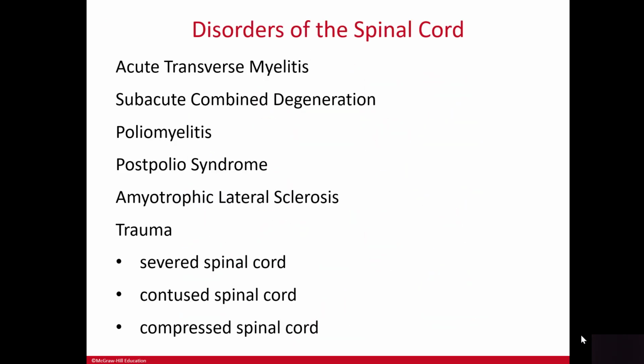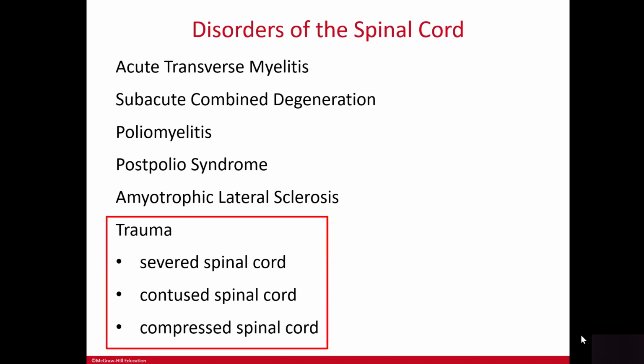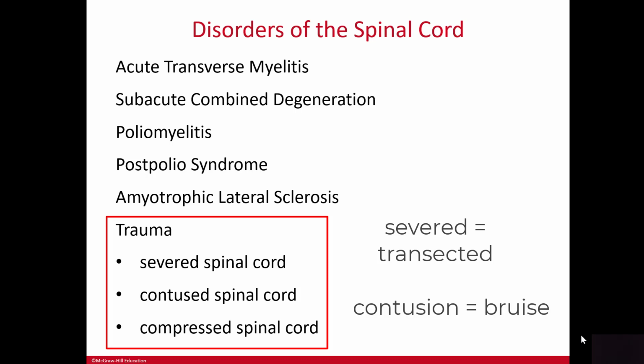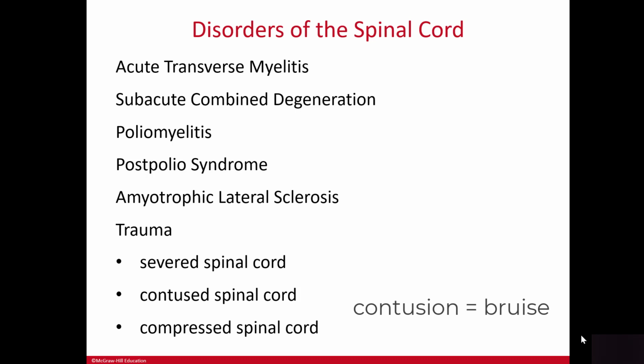Now let's look at some disorders of the spinal cord. There are different ways the spinal cord can be injured by trauma. It can be severed, or we say it can be transected, or contused, which is just another way of saying bruised, or it can become compressed by swelling or bleeding or a fracture.